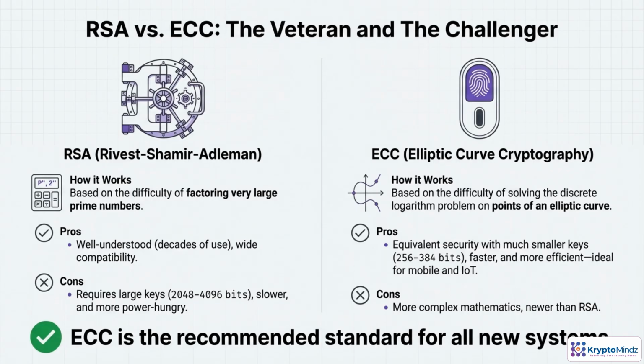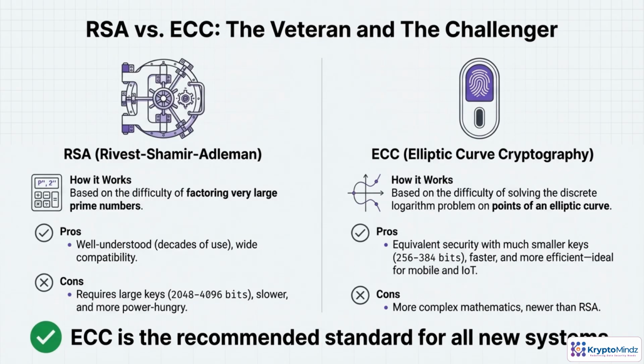A 2048-bit RSA key is standard today, but some organizations are moving to 4096-bit for long-term security. Bigger keys mean slower operations, more computation, and more power consumption. Now consider ECC, elliptic curve cryptography. This is based on a different mathematical problem, the discrete logarithm problem on elliptic curves. The mathematics is more complex, but the result is that you get strong security with much smaller keys.